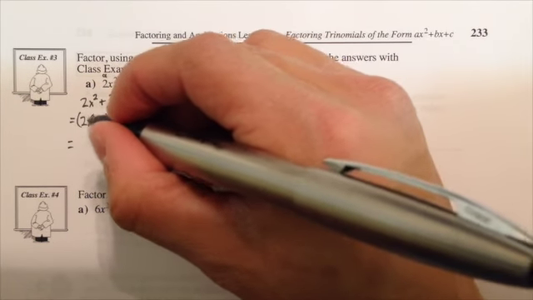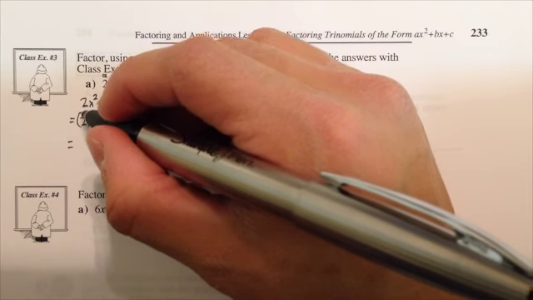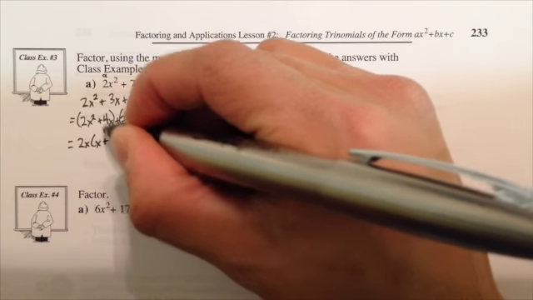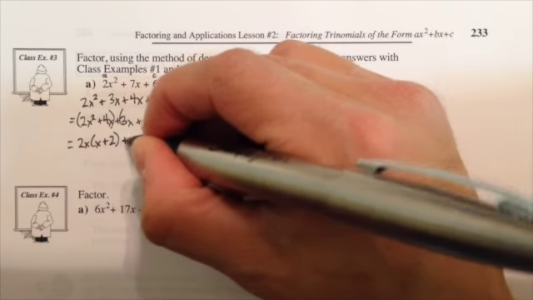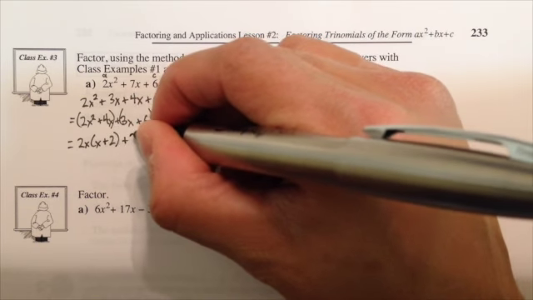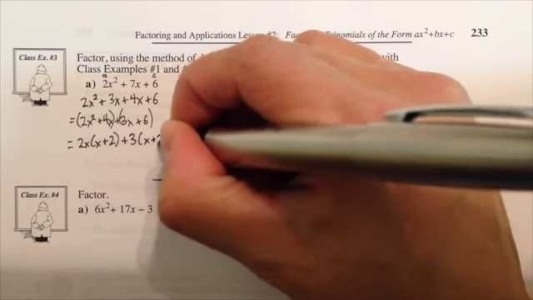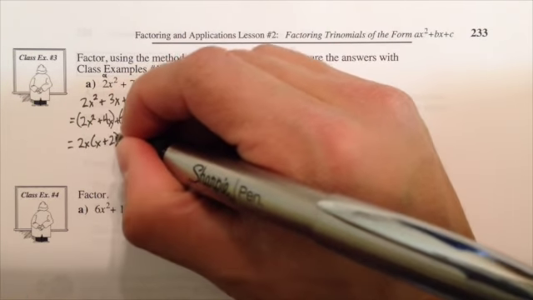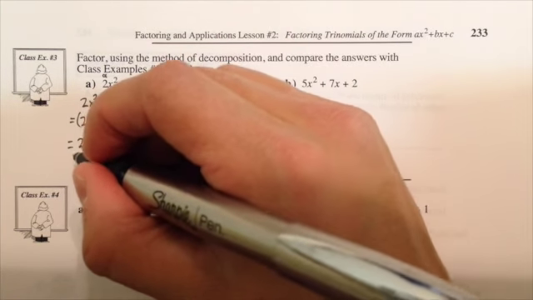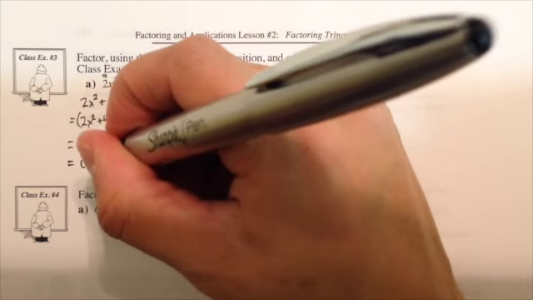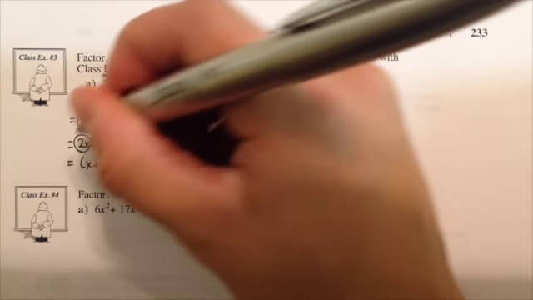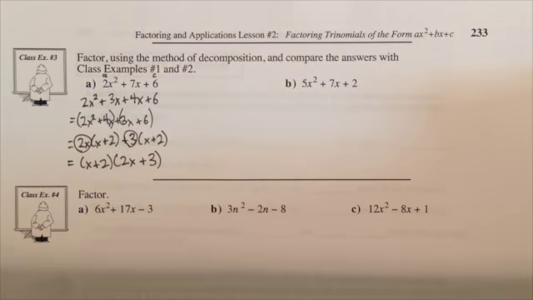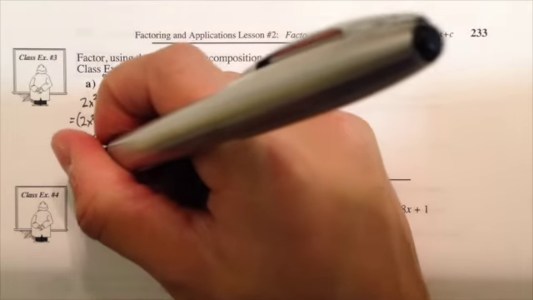Now if I take out my greatest common factor, that's going to be 2x. So we'll have 2x times x plus 2. And then over here, my greatest common factor will be 3, so we'll have 3 times x plus 2. Perfect. So again, you see how we have two terms multiplied by x plus 2, so we can have one term of x plus 2, and then we'll group these two, which would be 2x plus 3. Alright, and so that's our answer for the first one.